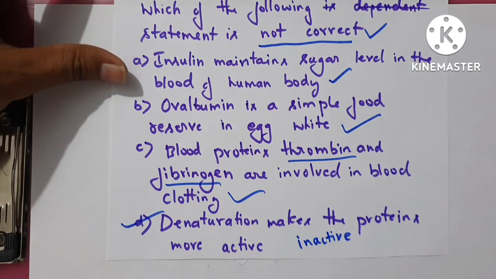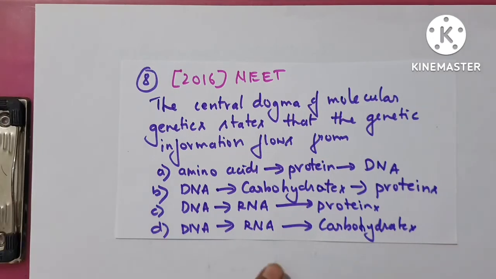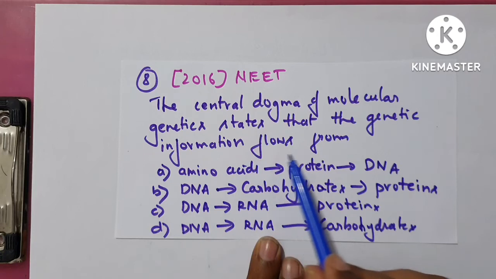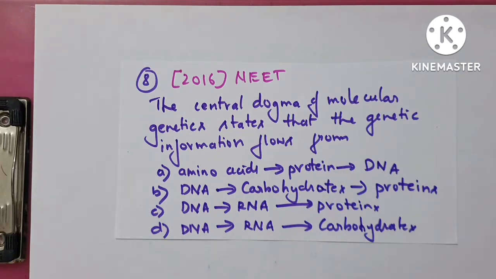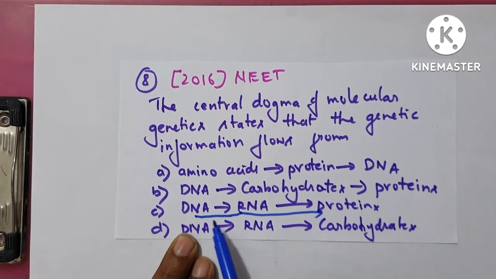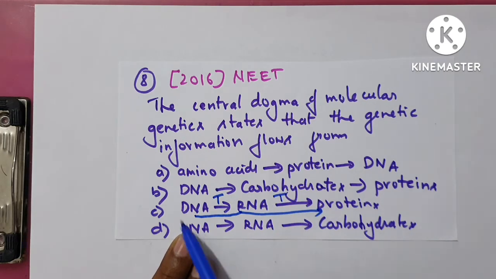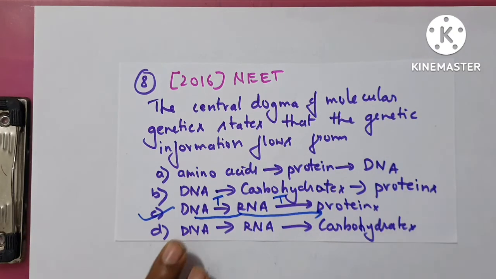Let us move quickly to the next question. This question was asked in the 2016 NEET examination. The central dogma of molecular genetics states that genetic information flows from. This question will be very easy for biology students, children. Actually, DNA forms RNA, and RNA forms protein. The formation of RNA from DNA is known as transcription. The formation of protein from RNA is known as translation. Therefore, option C is the correct dogma of molecular genetics.